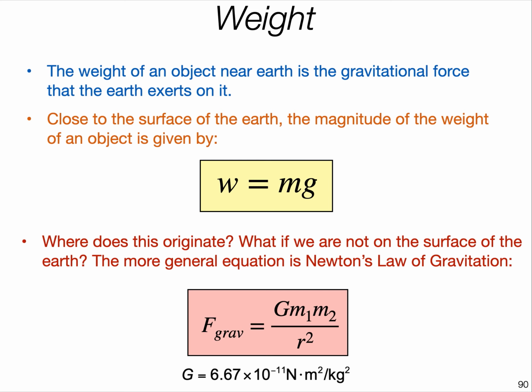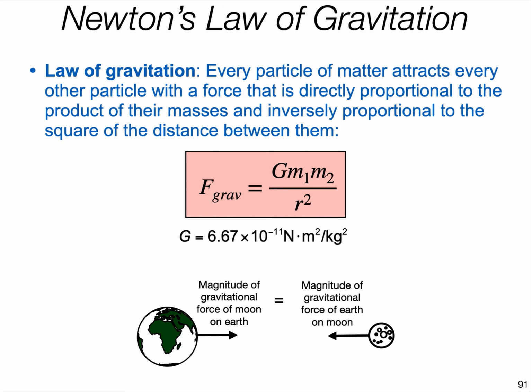To talk about Newton's law of gravitation a little bit more, I can read it out in word form. Every particle of matter attracts every other particle with a force that is directly proportional to the product of their masses and inversely proportional to the square of the distance between them. So that's describing this equation in words.